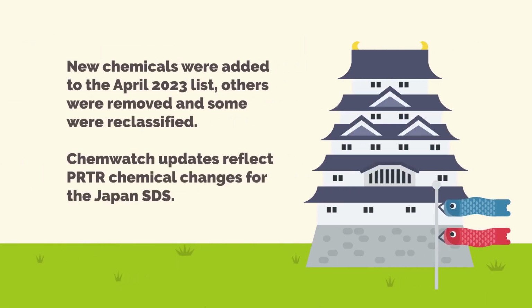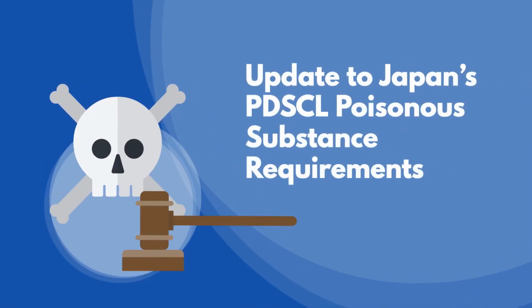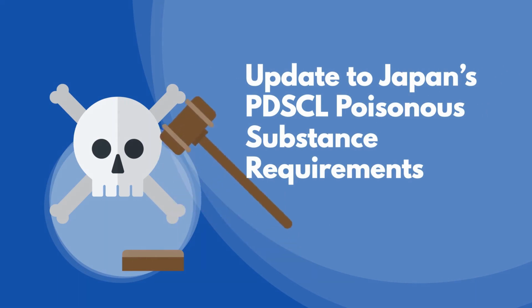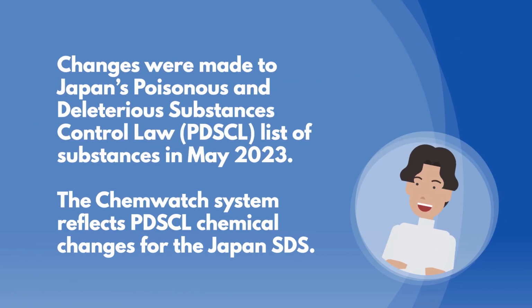New chemicals were added to the April 2023 list, others were removed and some were reclassified. ChemWatch updates reflect PRTR chemical changes for the Japan SDS. Update to Japan's PDSCL poisonous substance requirements. Changes were made to Japan's Poisonous and Deleterious Substances Control Law, PDSCL, list of substances in May 2023. The ChemWatch system reflects PDSCL chemical changes for the Japan SDS.